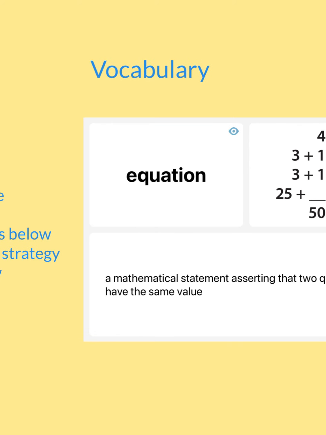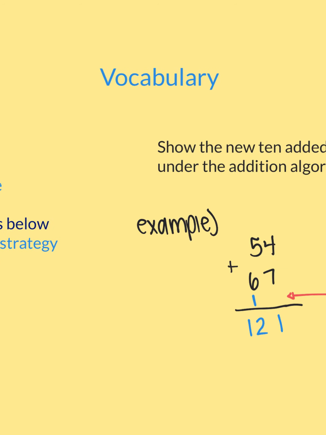Our next word is equation, which is a mathematical statement asserting that two quantities have the same value. So here we have the example 4 equals 2 plus 2, and 3 plus 1 equals 4. So now we know that 3 plus 1 equals 2 plus 2 because they both equal 4.